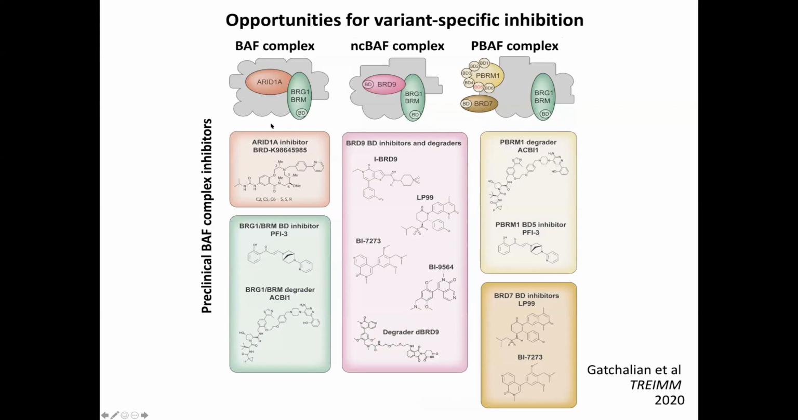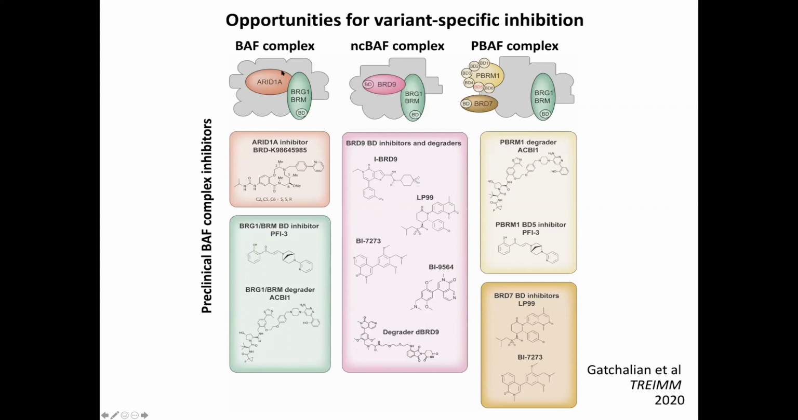And so I'll just draw your attention to the putative ARID1A inhibitor developed by the Dijkhuizen lab, as well as several BRD9 inhibitors that again bind the BRD9 bromodomain and effectively inhibit it from binding acetylated residues. And also this degrader dBRD9 molecule, which acts as a heterobifunctional molecule by binding the BRD9 bromodomain and targeting it for the proteasome. In addition, there is this BRG-BRM degrader, which effectively wipes out all forms of the complex.